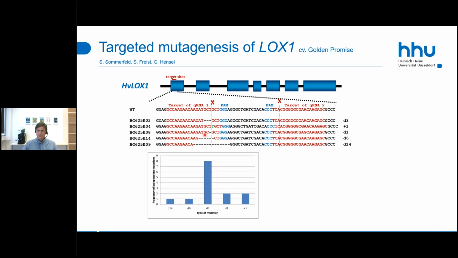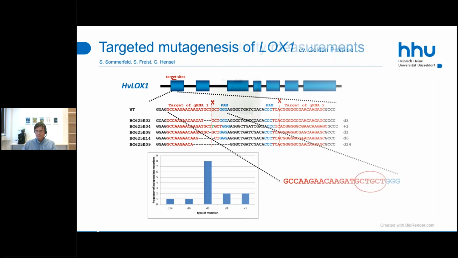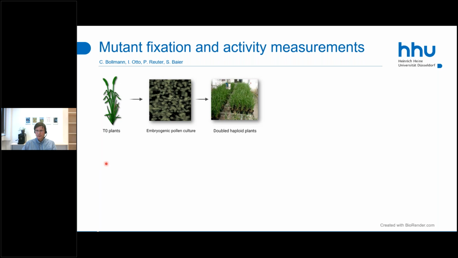If you quantify this, you can see that we have a prominent D3 mutation. If you wonder why this is, it is due to this repeat of GCT here, which most likely uses another pathway which I did not mention before, the microhomology-mediated repair pathway, which might be responsible for this. We went on, and as all our primary mutants are usually chimeras, we used embryogenic pollen cultures in order to fix our mutation and to come to double haploid plants.